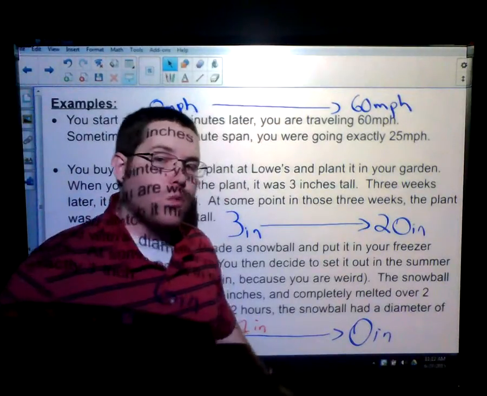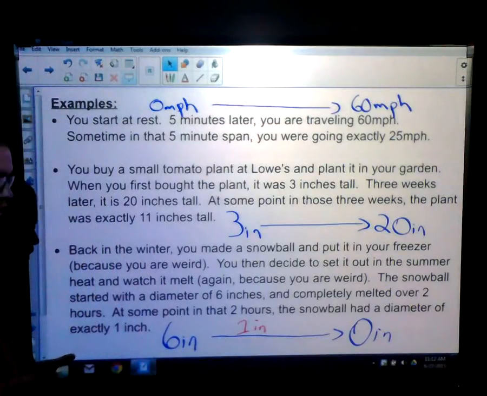I don't know where you were 1 inch. I don't know how long it took. I don't know at what time exactly, but I know somewhere between 0 hours and 2 hours, that snowball had a diameter of 1 inch. It couldn't go from 1.5 inches to a half an inch without hitting 1 inch in between. So those are all real-world examples of the intermediate value theorem.